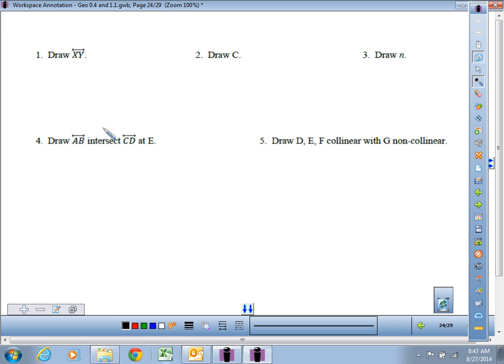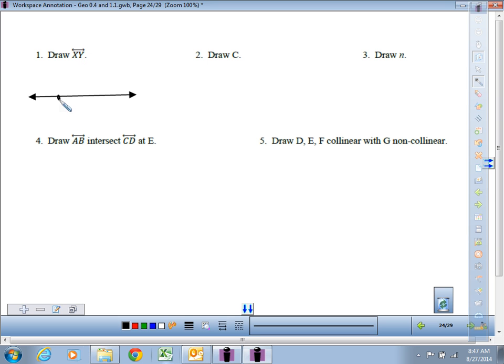All right, so let's do some drawings. You will need your straight edge, and you're going to have to draw these. So this literally reads, draw line XY. All you're going to do is take your straight edge and draw a line. Now remember, a line goes on forever and ever, amen. So you need to extend those out. You need to put your arrowheads on each one. Now when you draw that, we have 2 points, X and Y, that are on that line.